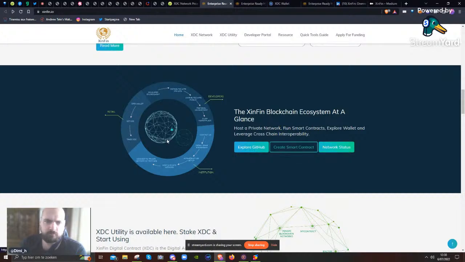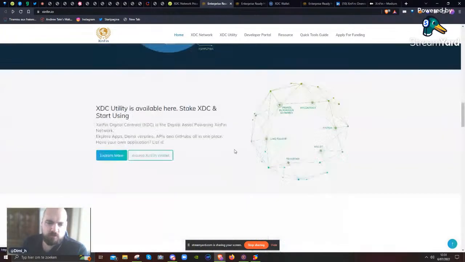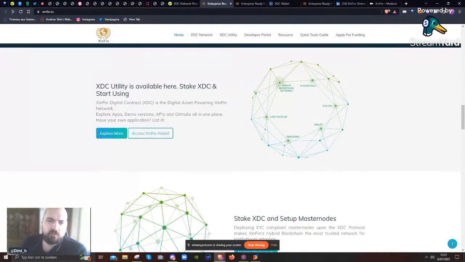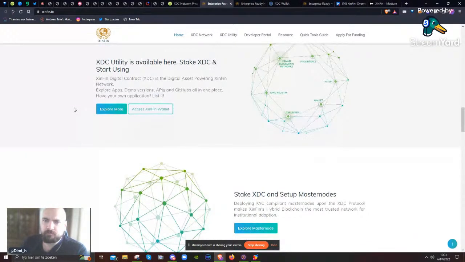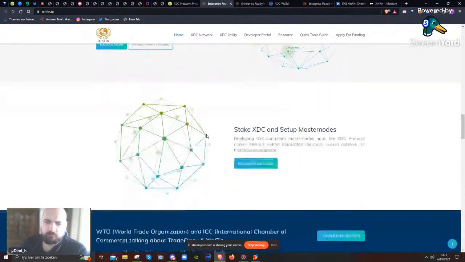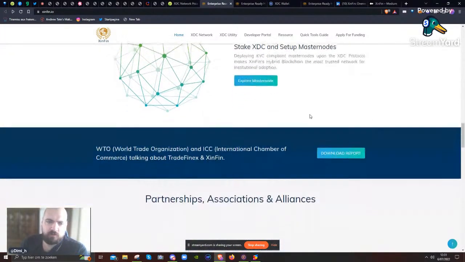Ecosystem: retail, developers, institutions, private networks. So institutions can contact them, obtain stake membership, infrastructure. Retail can open a wallet, get XDC, and trade it. Developers have got more applications, etc. So it reports to the retail, developers and institutions. Stake XDC and start using. Set up master nodes, yada yada yada.